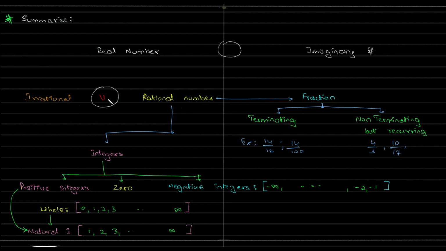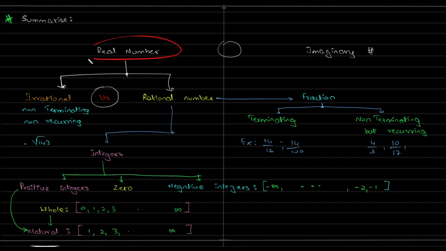Opposite of your rational number is irrational number, which is non-terminating and non-recurring. There's no pattern that we see. Root of 143 is one example. Containing both rational numbers and irrational numbers is your real number. So that's how we classify. Let me repeat the entire thing. We have real numbers. Under real numbers, we have irrational numbers and rational numbers. Under rational numbers, you have integers, under integers is your whole numbers, and under whole numbers is your natural numbers.